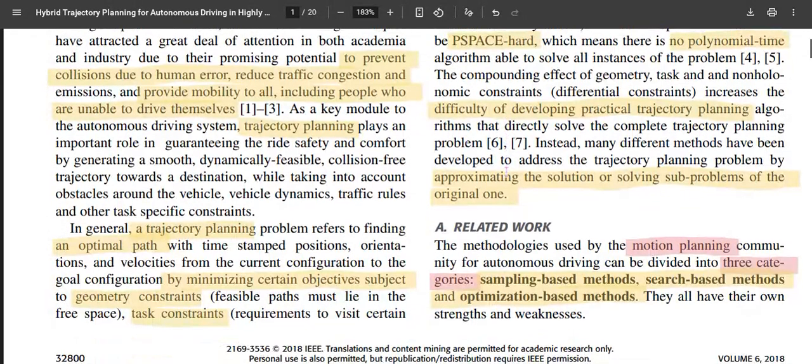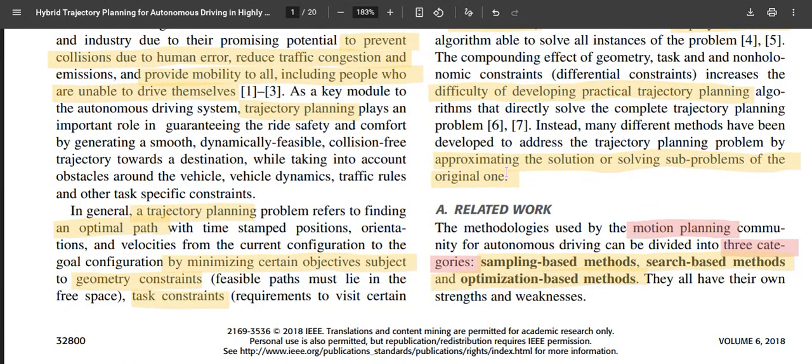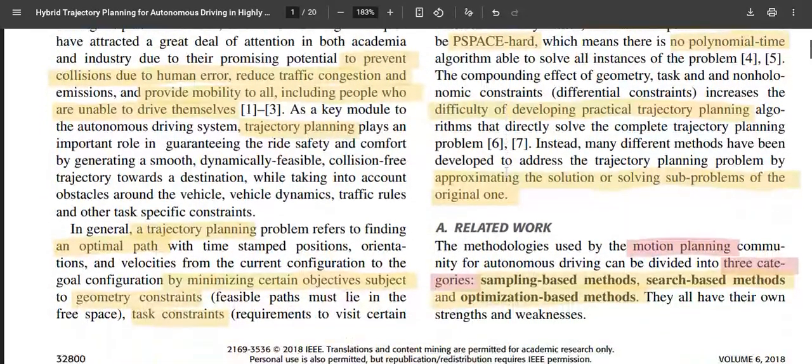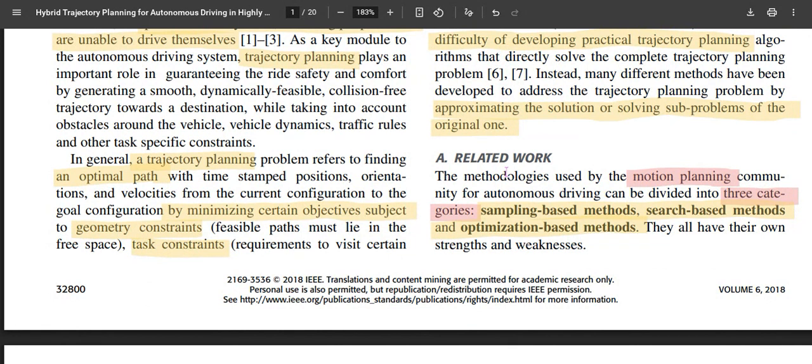Trajectory planning refers to finding an optimal path by minimizing certain objectives subject to certain constraints like task constraints, geometry constraints, and the constraints of the vehicle like Ackermann steering constraints. Moreover, they have to be computed in polynomial time, because this constraint based trajectory planning is an optimization problem which is NP-hard. So usually approximation techniques are utilized to find these optimal solutions for trajectory planning.